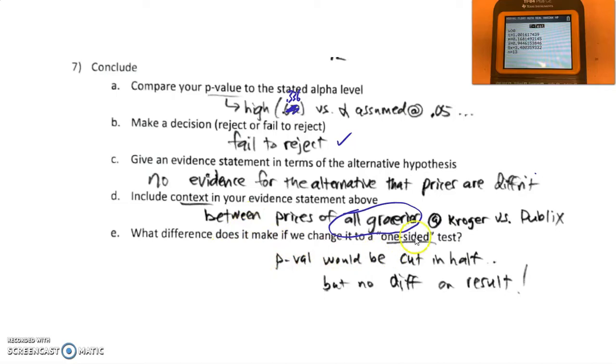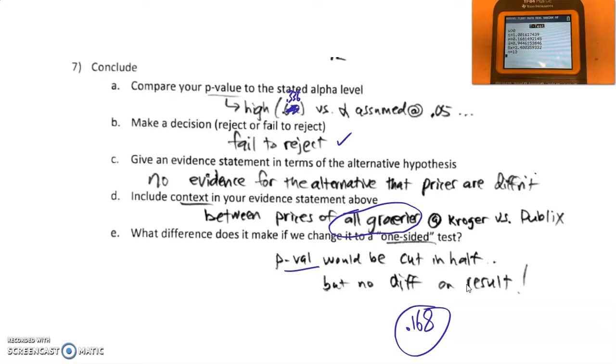What difference would it make if we changed it to a one-sided test? Well, that p-value would be cut in half, so yeah, then it was at 0.168, and that was still very high, and so it wouldn't really make a difference on our interpretation of the result. All right, sorry I had to endure that, but I think that was good from a standpoint of knowing the difference between this.